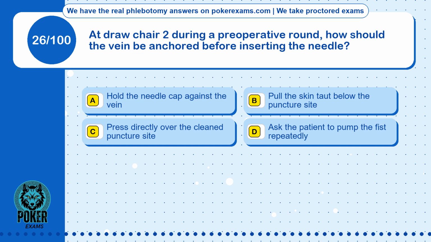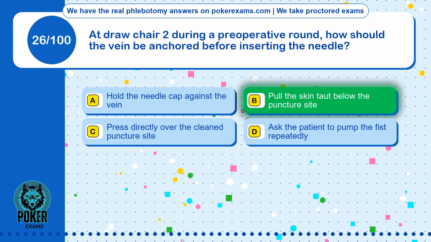Question 26. At draw chair 2 during a preoperative round, how should the vein be anchored before inserting the needle? Option A. Hold the needle cap against the vein. Option B. Pull the skin taut below the puncture site. Option C. Press directly over the cleaned puncture site. Option D. Ask the patient to pump the fist repeatedly.